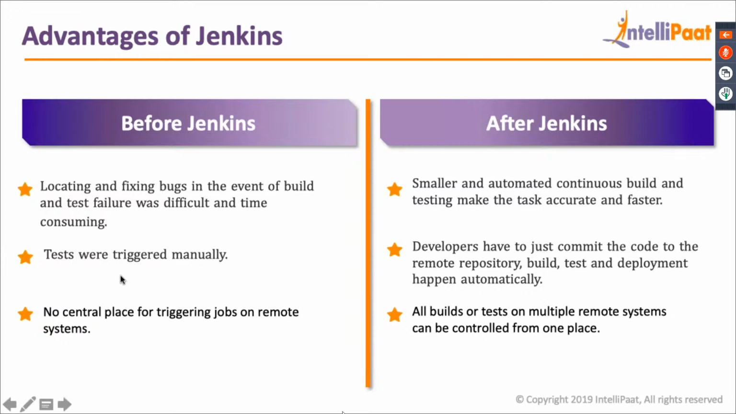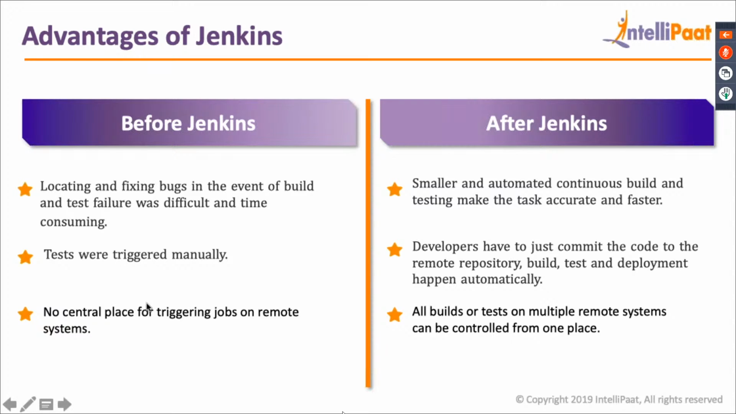Second thing is, like I said, the tests were triggered manually, and now the developers can trigger tests based on the code being pushed on GitHub. So they don't have to do anything, they just have to push their code on GitHub. The code will automatically be picked up by the CI server, will be tested, and the feedback will be given to them on their email.